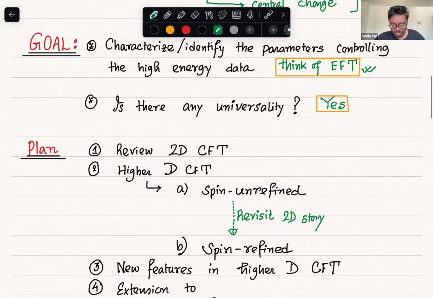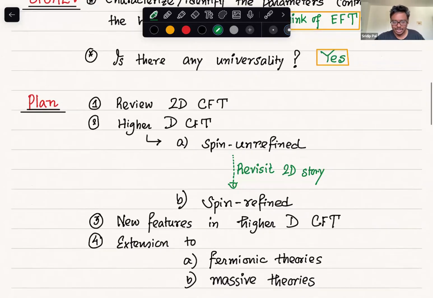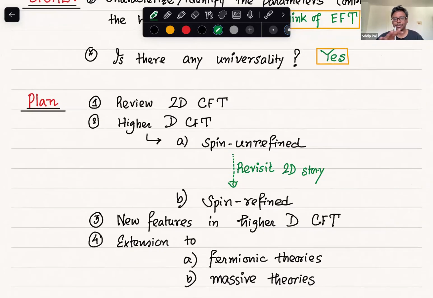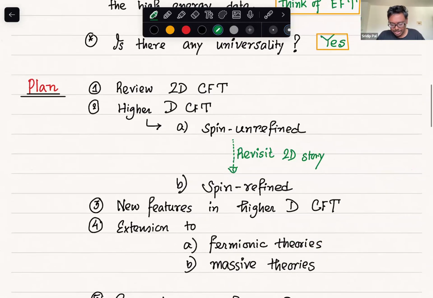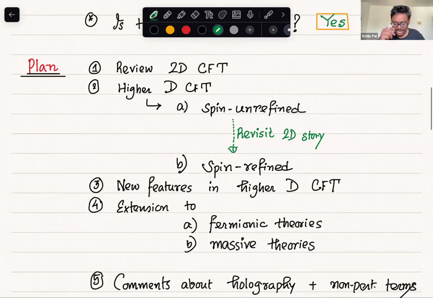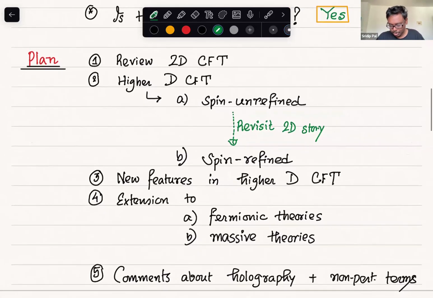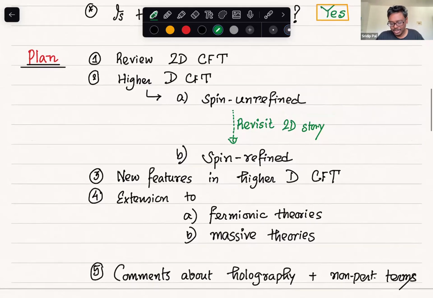So here's the plan of the talk. First, I will review the results in 2D CFT to give you a flavor of what kind of results we can hope for in higher dimension. Then I will go to higher dimensional CFT, and there will be two parts. In the first part, I will review the idea of thermal effective field theory, and I will tell you the density of states in the spin-unrefined case, without mentioning spin at this stage.